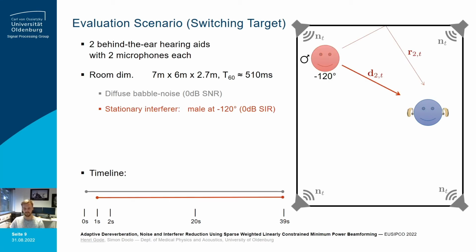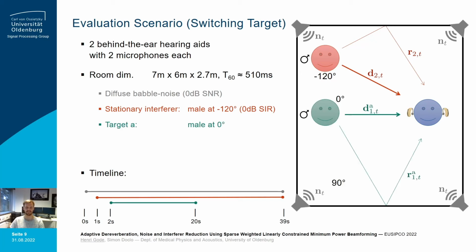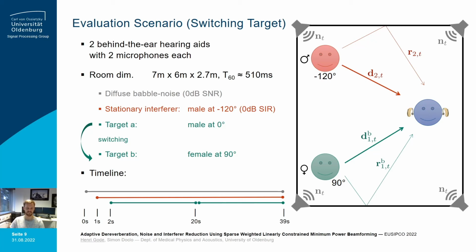And using measured room impulse responses, we simulated a stationary interfering speaker at -120° direction of arrival, which starts talking after about 1 second. Simulated in the same way, a male target speaker starts talking after 2 seconds at 0° direction of arrival. And it is superseded after 20 seconds by a new female target speaker at 90° direction of arrival. So this switch of target and position also means that there's a new relative transfer function of the target source, and we aim to adapt to these changes.